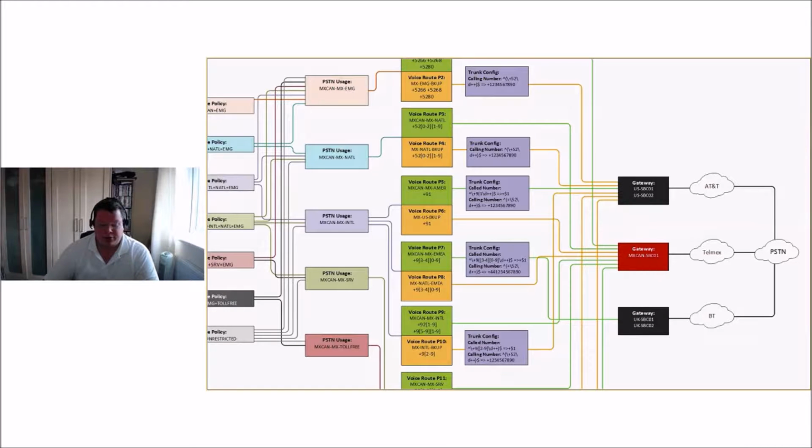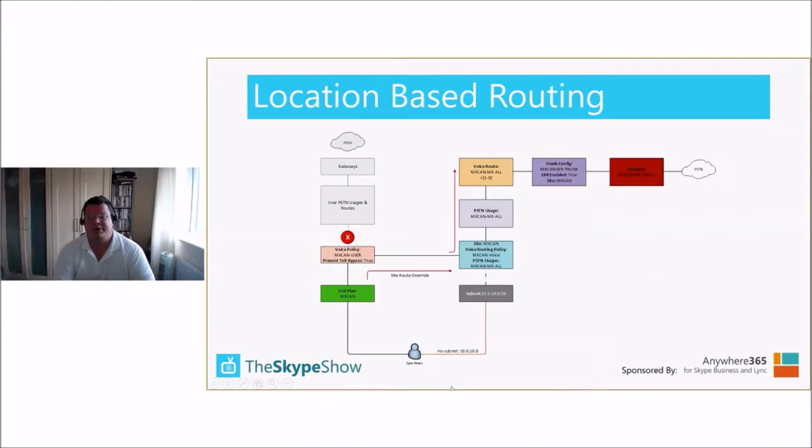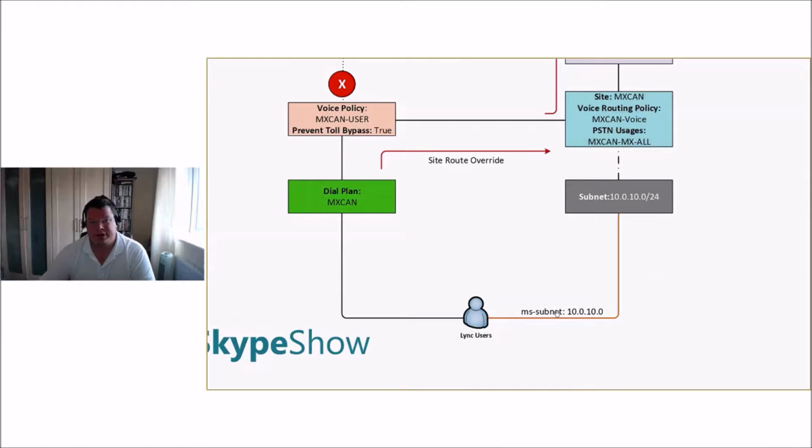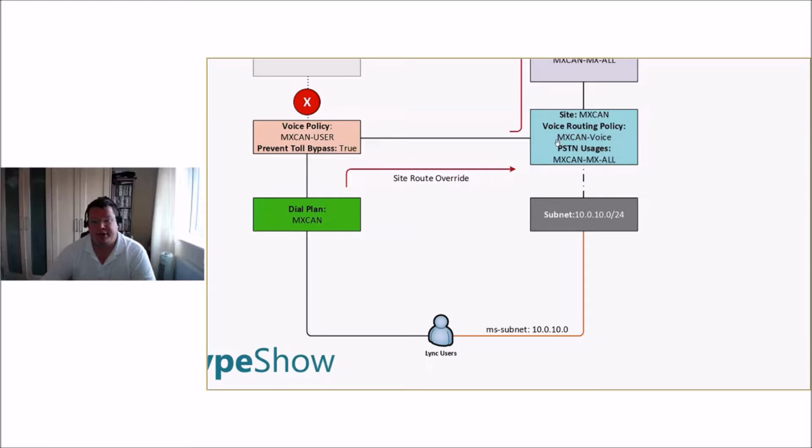I'm moving on to what location-based routing is. Location-based routing is slightly different to LeastCost in that the route to the PSTN is determined by your client location, and this client location is determined by the ms-subnet attribute that is in every single invite message sent by the user. This ms-subnet attribute is used to look up the location database to see if that subnet belongs to a network site. If that subnet belongs to a network site, then that network site is used to determine whether there are any voice routing policies assigned to that site.